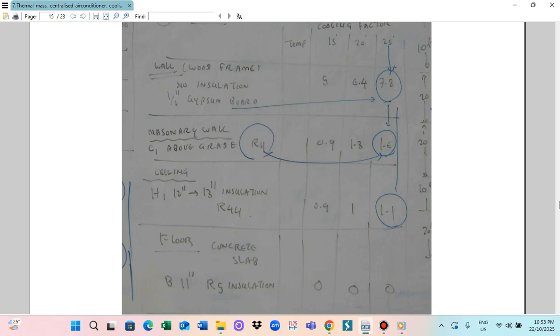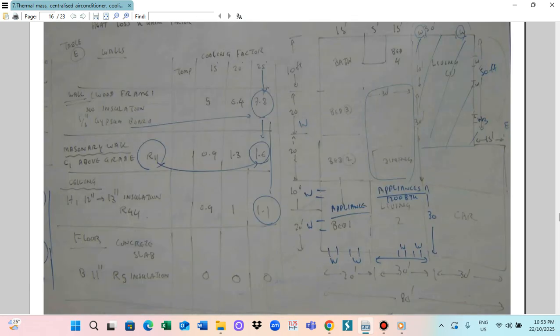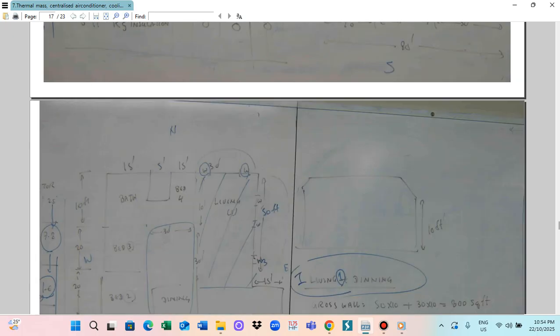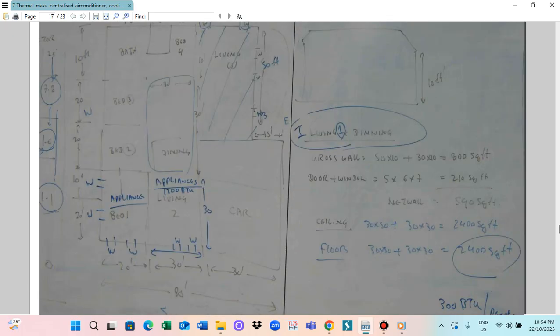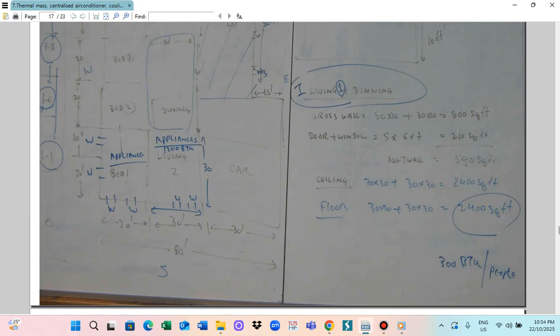So firstly we have to see the living room. Living room 1 and the other. You have to calculate what will be the total wall area. This is the diagram I drew. The living room 1 is 50 multiplied by 30. So this is 30 into 10 plus 50 into 10. So this is for the 50 feet.